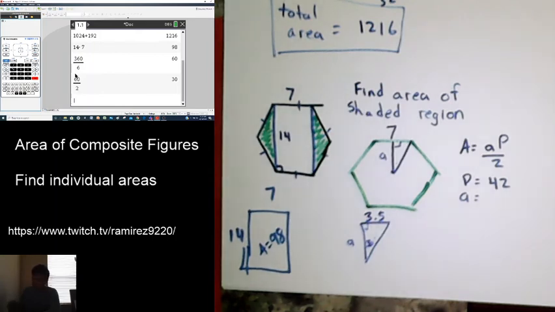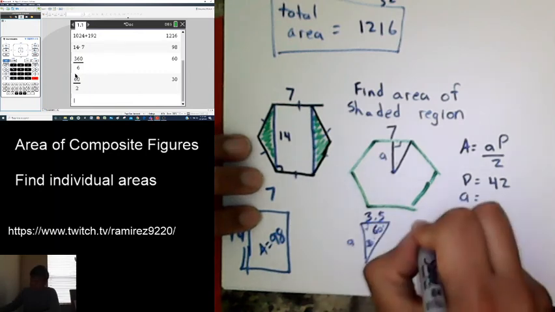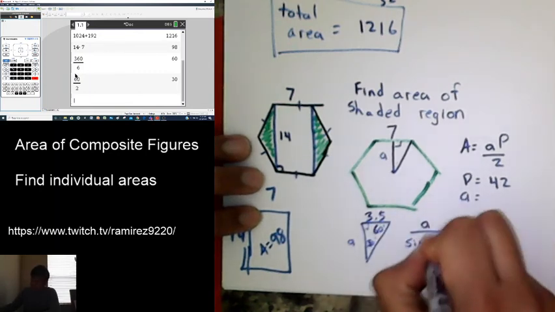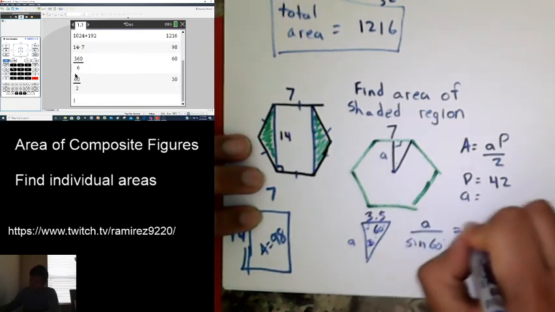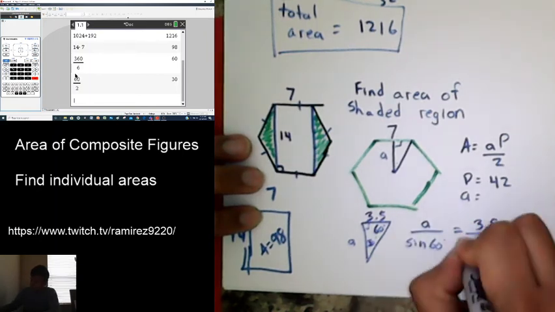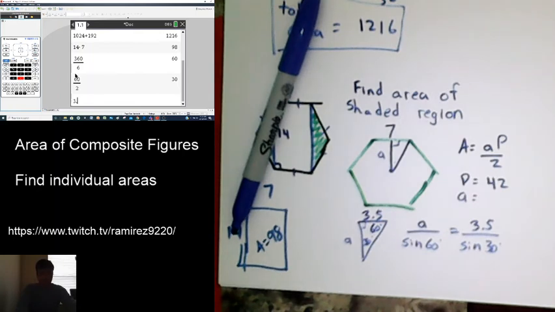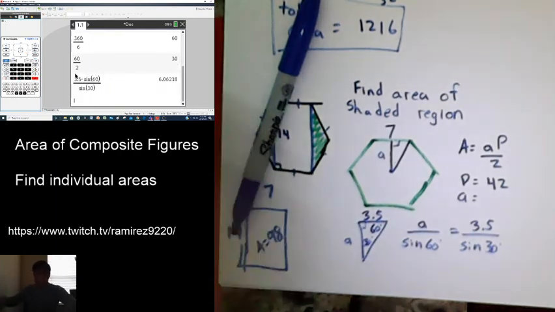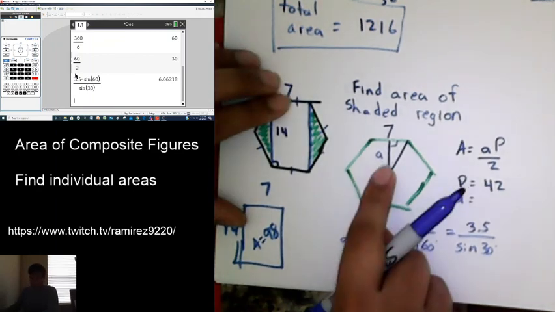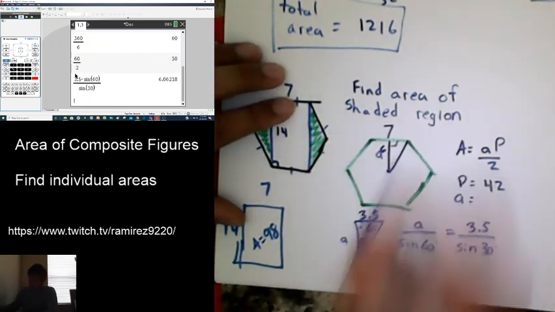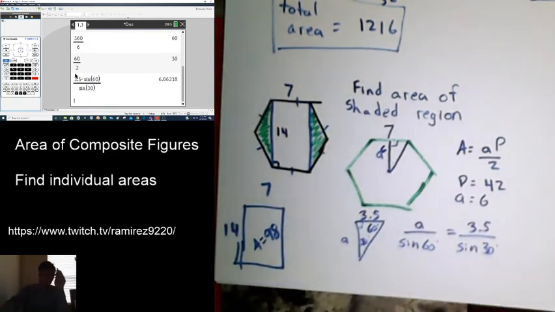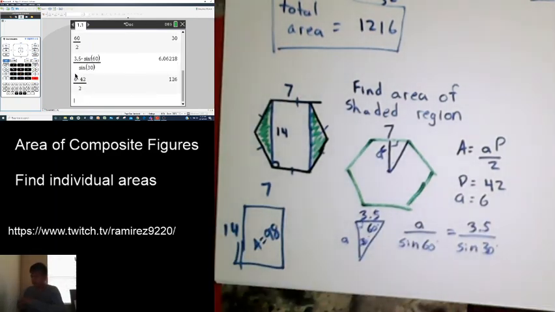And so all I'm going to do is a quick law of sines again. So this apothem that I'm looking for is across the 60 degrees. And the one that I know, the 3.5, is across the 30 degrees. So quick cross multiplication, 3.5 times the sine of 60 divided by the sine of 30. And so I find out that my apothem is pretty much 6. So now I just plug it in, and 6 times 42 divided by 2 is 126.